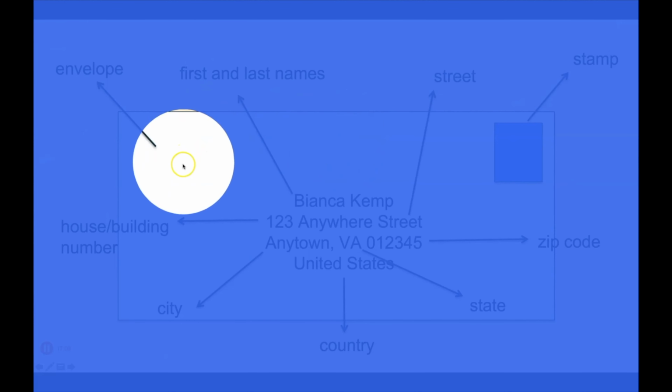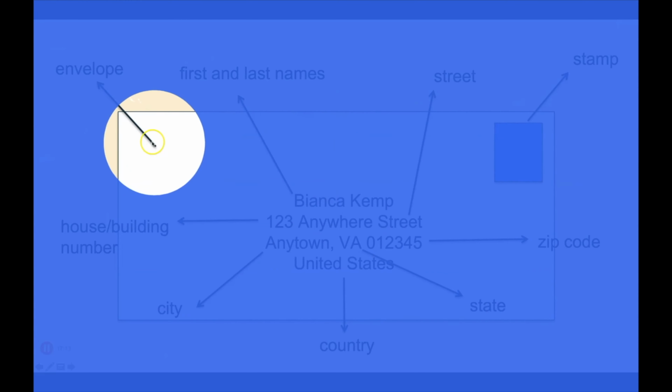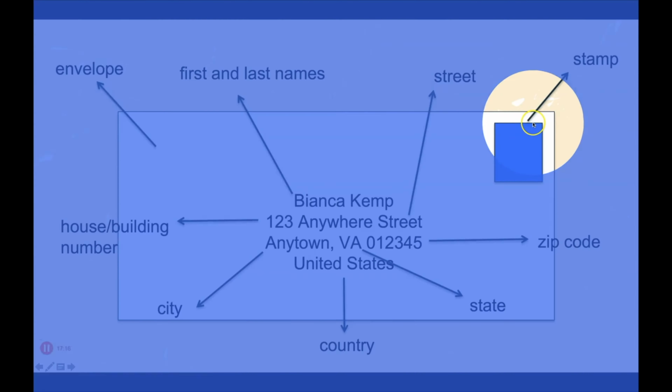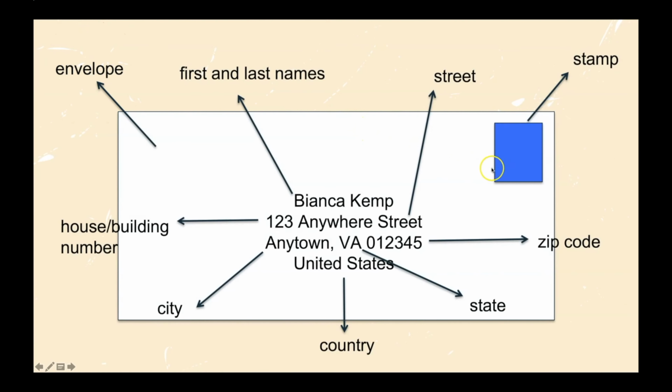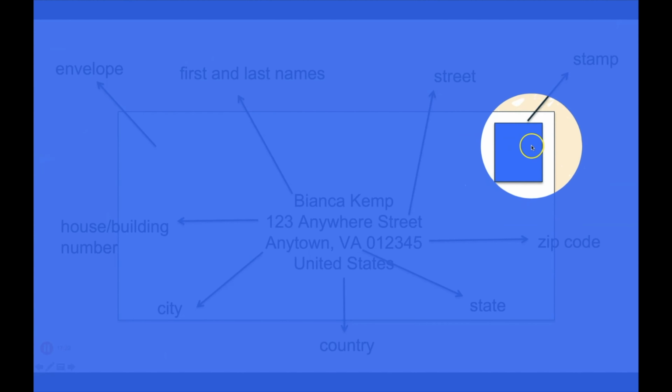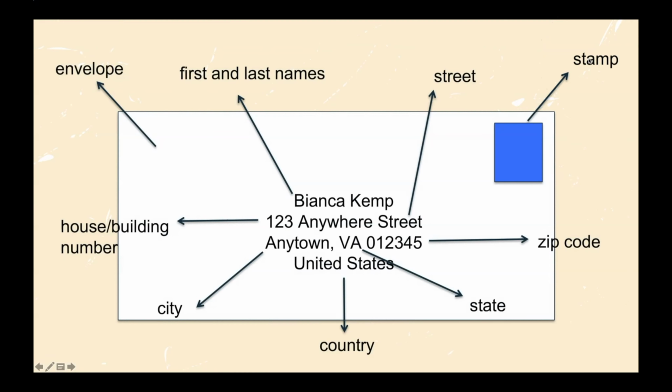And again, this white thing, which we call a rectangle, this white rectangle, we call an envelope or envelope. You will hear both. And this blue rectangle, we call a stamp. All right. I'll let you have a look at that.